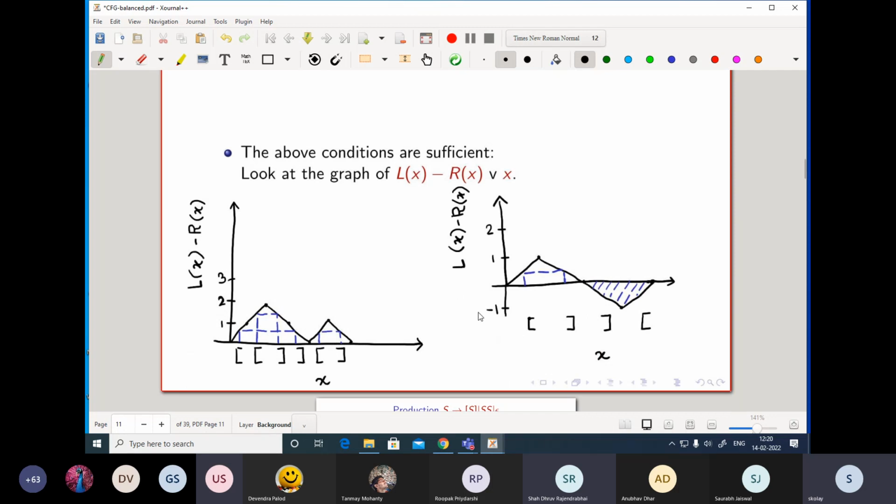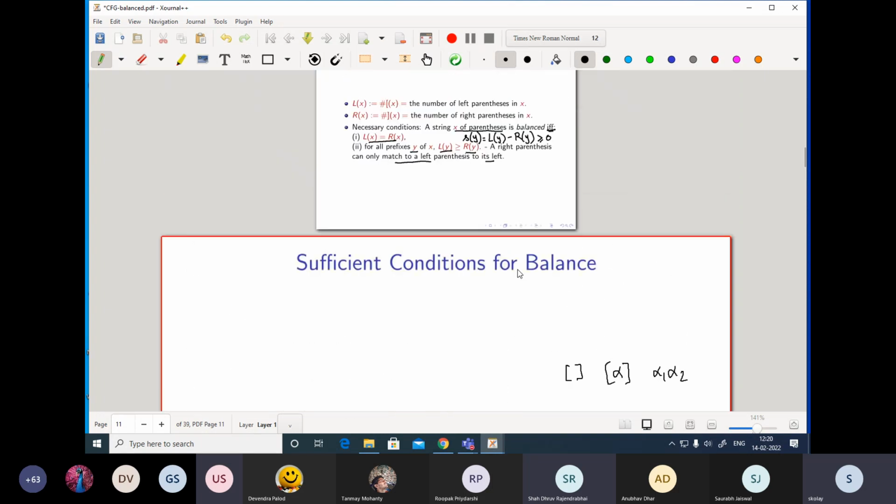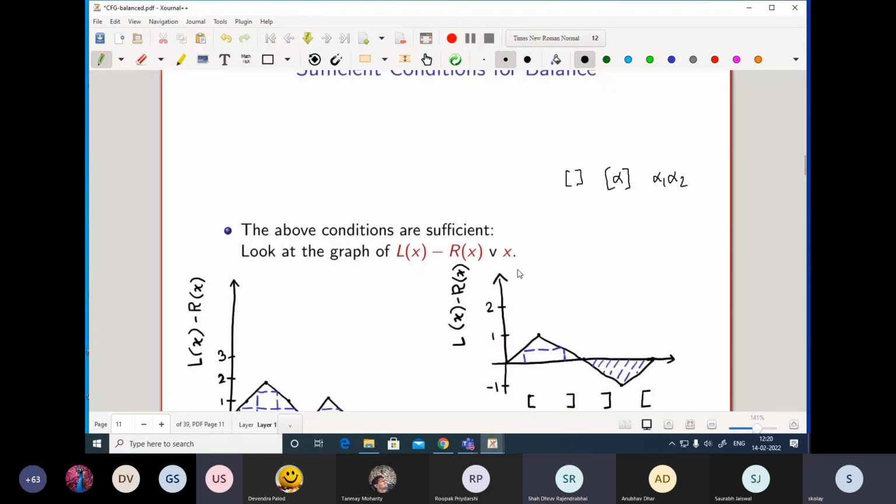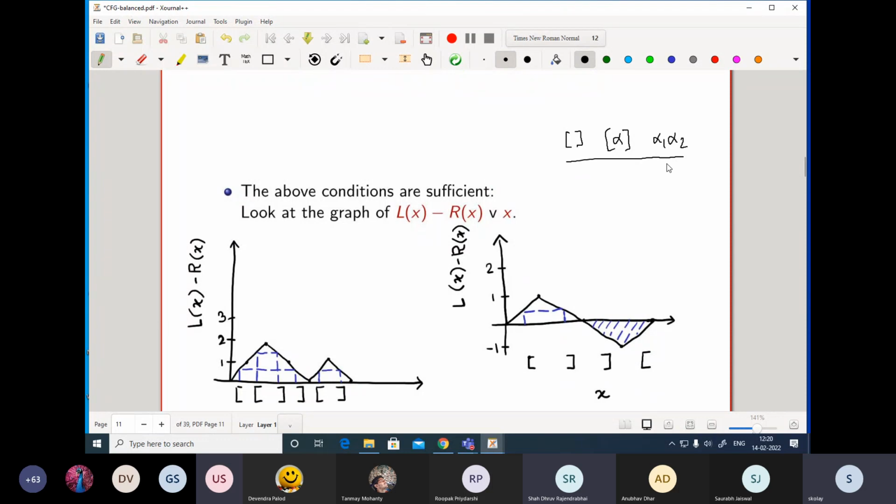And for sufficiency, you try to show this by looking at the inductive definition. A string can look as follows. In the base case it could be empty, or it could be of the form bracket alpha bracket, or alpha 1 alpha 2. In all cases you try to show that if L of x is equal to R of x, and for every prefix L of y is greater than or equal to R of y, then one of these three structures has to hold for that particular string.